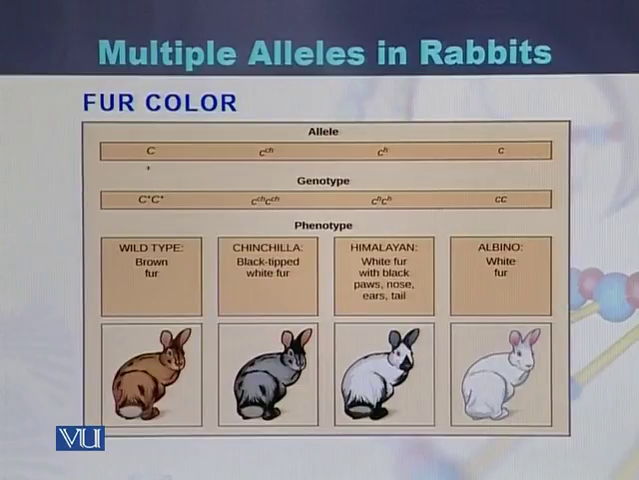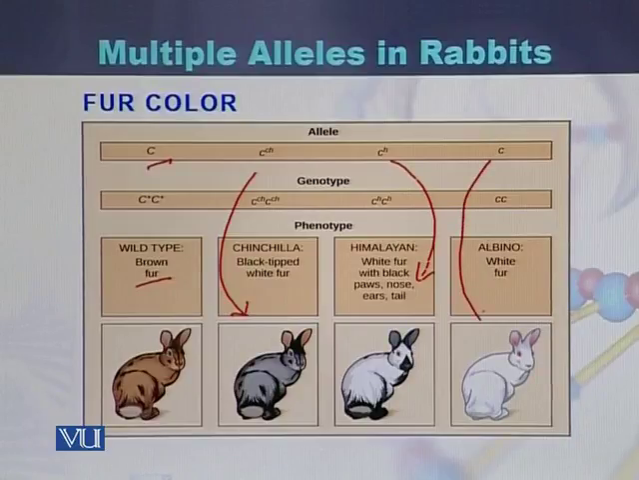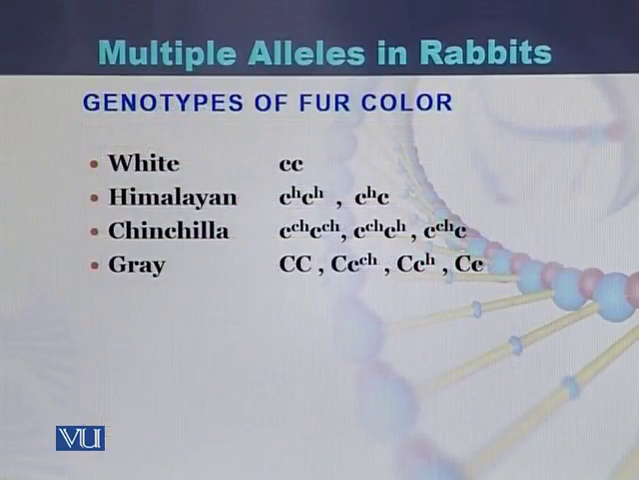If there is allele C, then the color will be brown or agouti. If there is the CH allele, then the color will be chinchilla, that has black tips with white fur. And if there is allele H, then it will be the Himalayan type that has white fur with black paws, nose and tail. And if there is allele C in recessive form, then the fur color of the rabbits will be white.